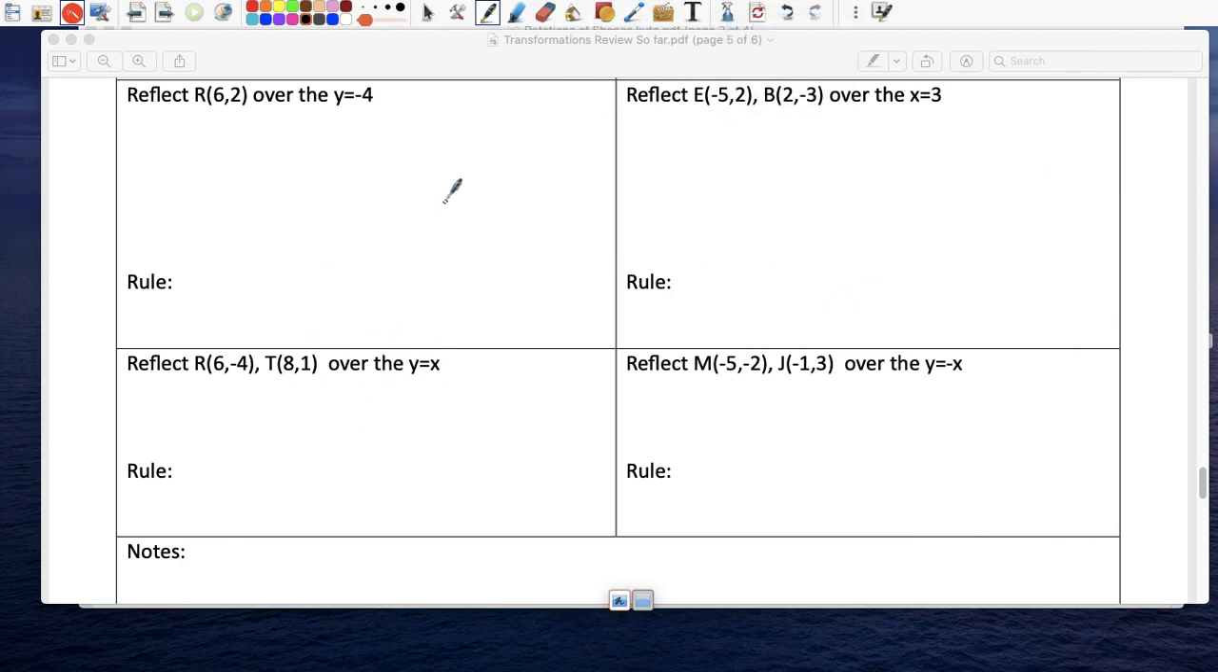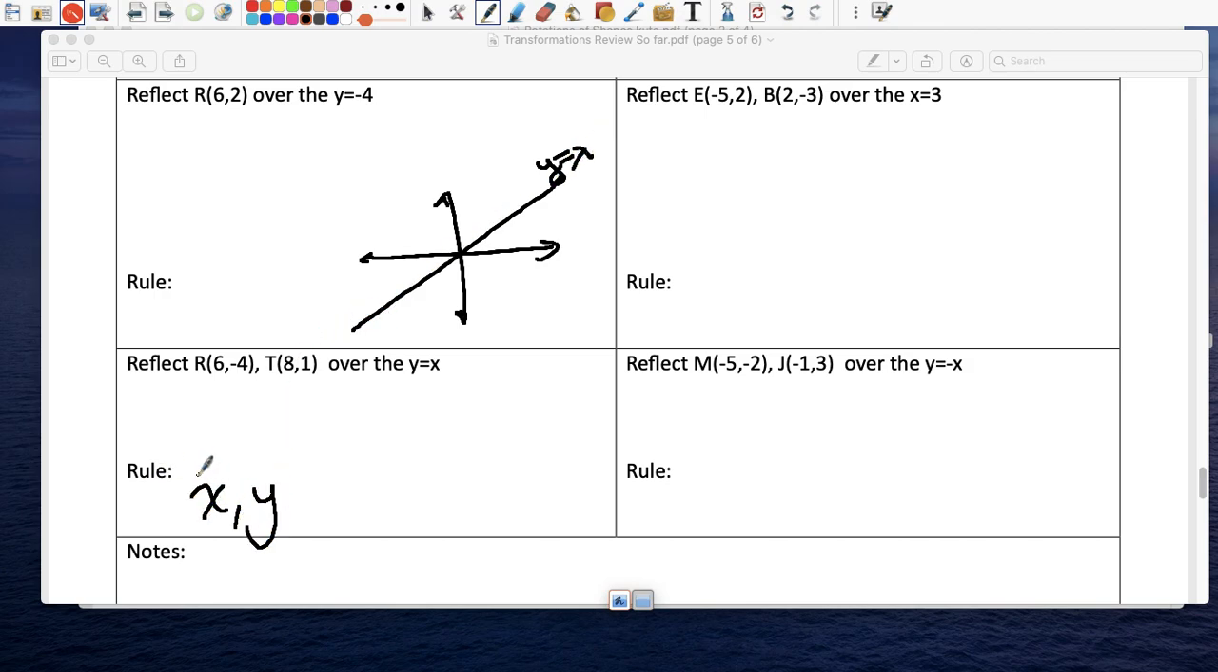Reflect over y equals x. So remember, y equals x. Again, just so that you know, it's this line right here, the line y equals x. And when we reflect, what's the rule? If you remember the rule, this becomes so easy.